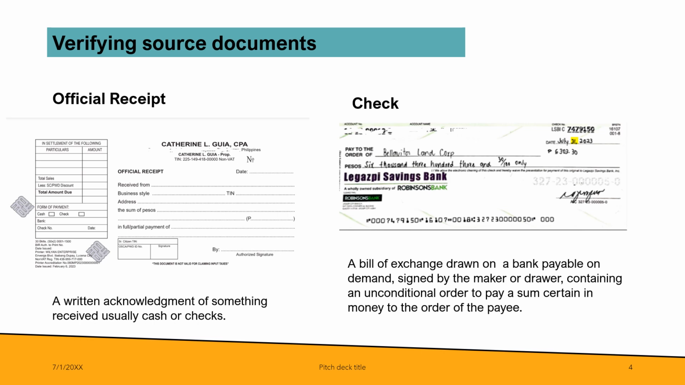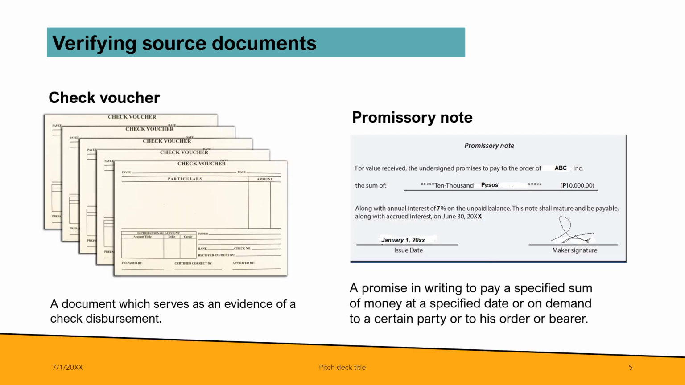And then how about the check? This is a bill of exchange drawn on a bank payable on demand, signed by the maker or drawer, containing an unconditional order to pay a sum certain in money to the order of the payee. Usually, a check is the mode of payment of an entity in paying suppliers or creditors. How about the check voucher? This is a document which serves as evidence of a check disbursement. So the check that we have in the previous slide should be supported by a check voucher.